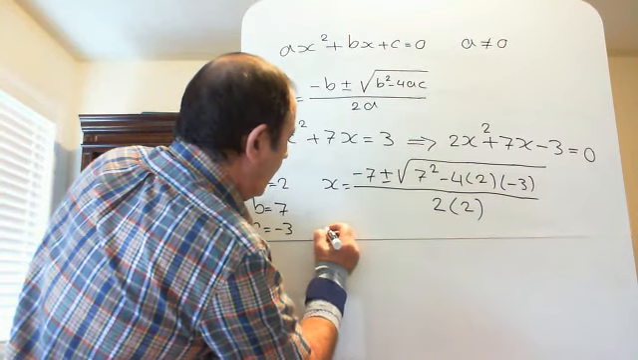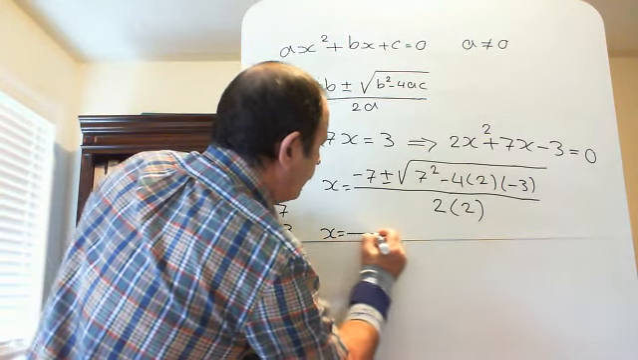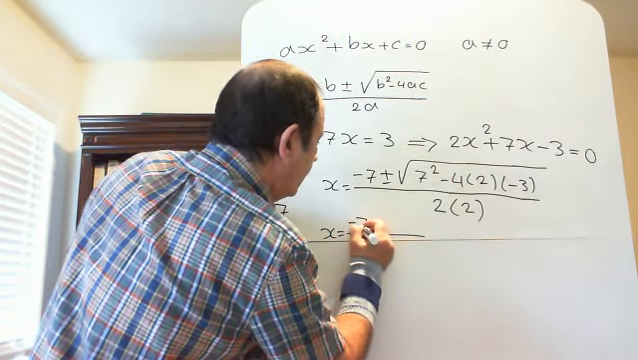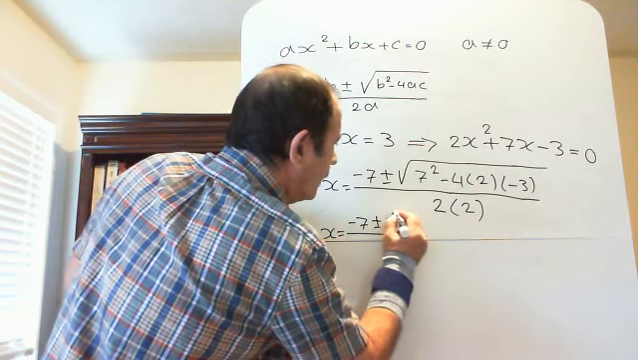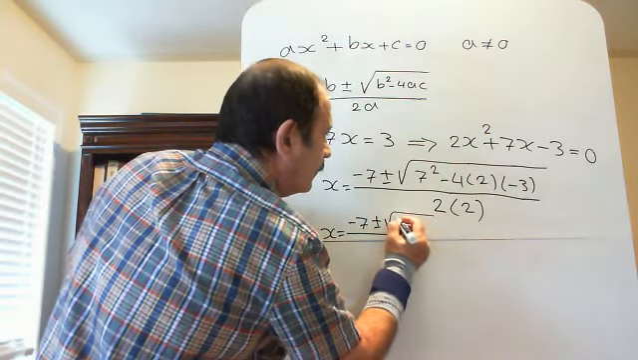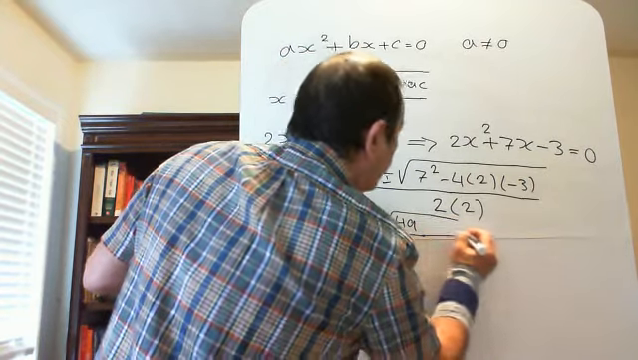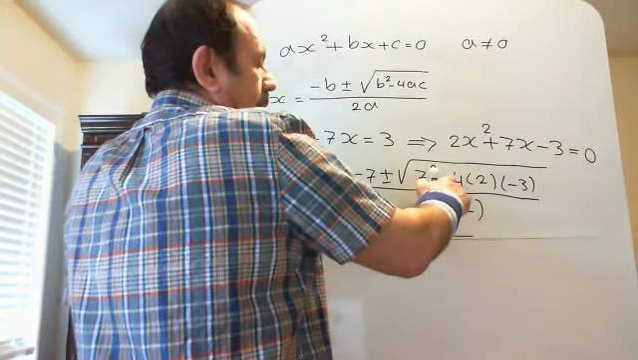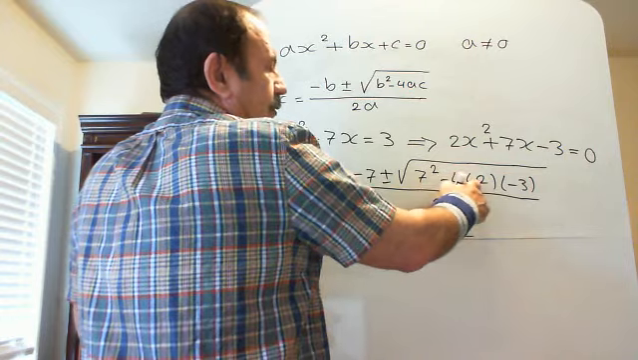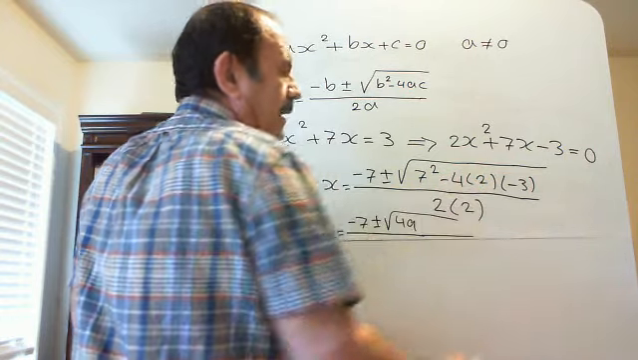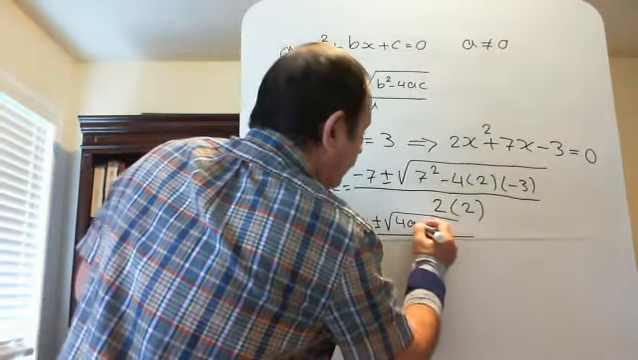Again, one more step. x is going to be minus 7 plus or minus the square root of 7 to the power of 2, which is 49, and negative 4 times 2 is negative 8, times negative 3 is positive 24.